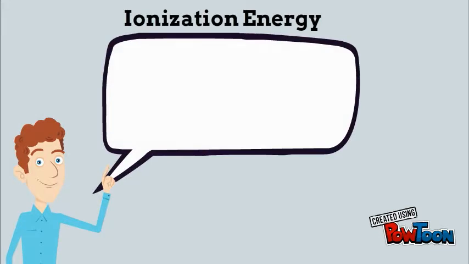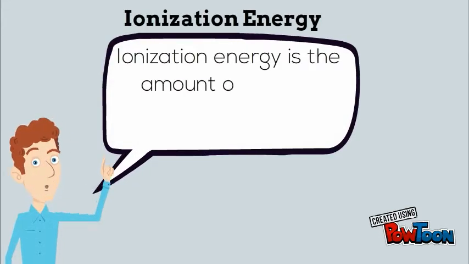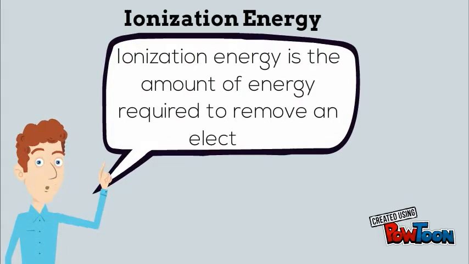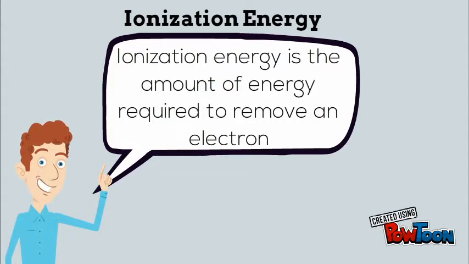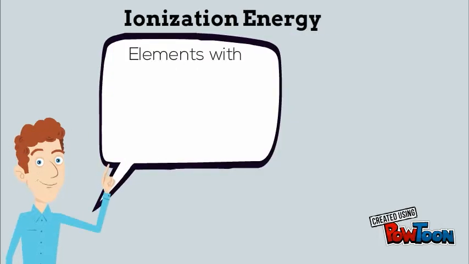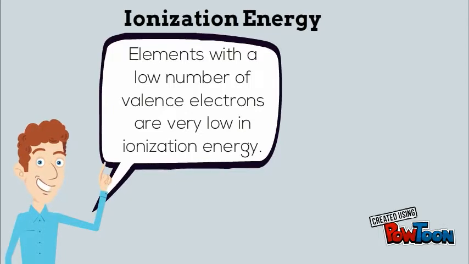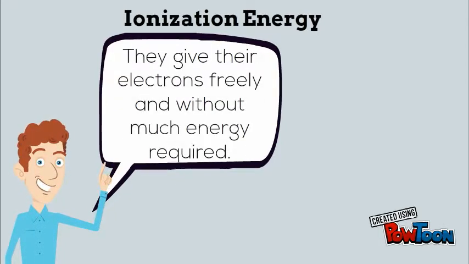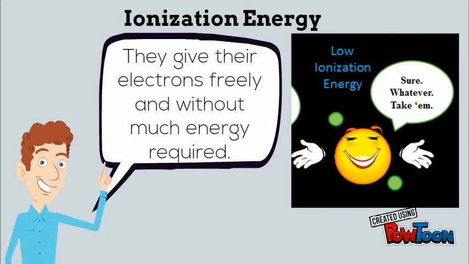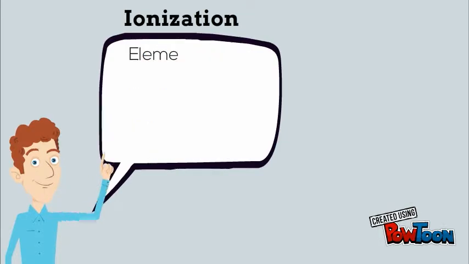Ionization energy is the next trend that we're going to look at. The ionization energy is the amount of energy required to remove an electron from an atom. Elements with a low number of valence electrons are very low in ionization energy. They give their electrons freely and without much energy required because it's easier to give up those few electrons than it is to take on several more to complete their octet.